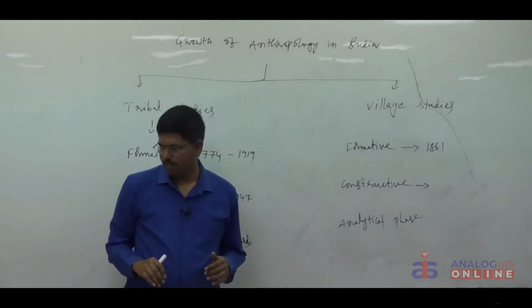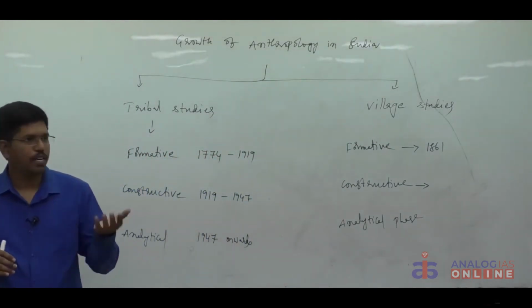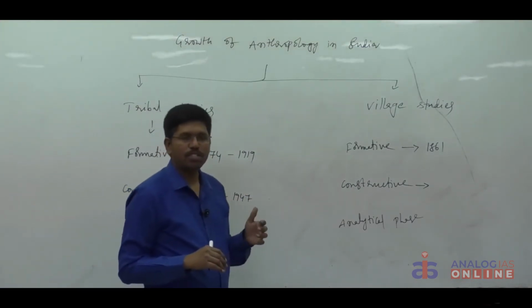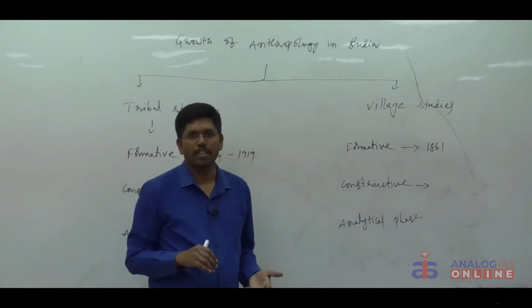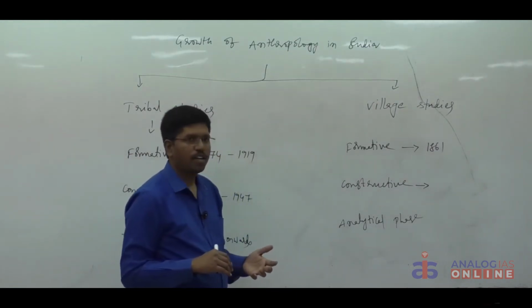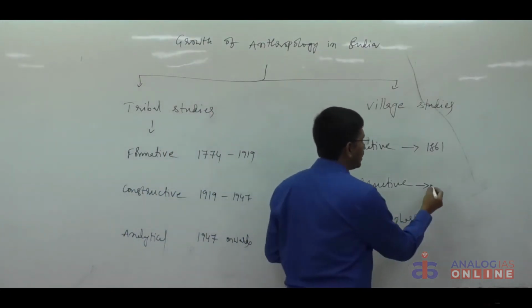Later, in the olden days, our anthropologists relied mainly on different sources to get the data from the villages. But later, our anthropologists started doing first-hand research. That means directly going to the villages and studying the villages. That's why they are called empirical studies. Empirical studies were started in the year 1960.